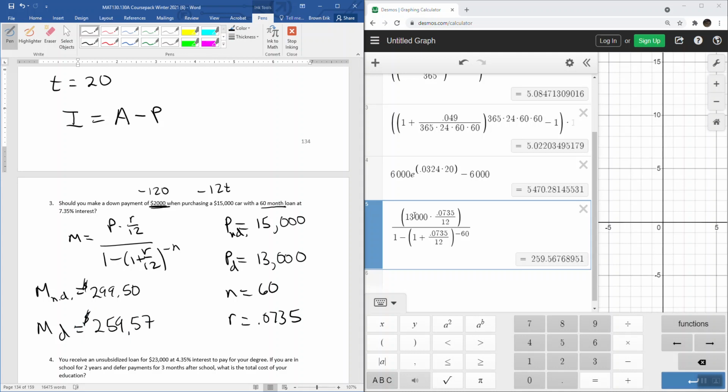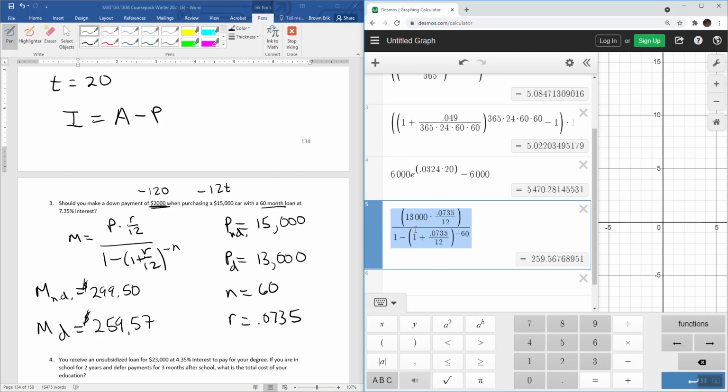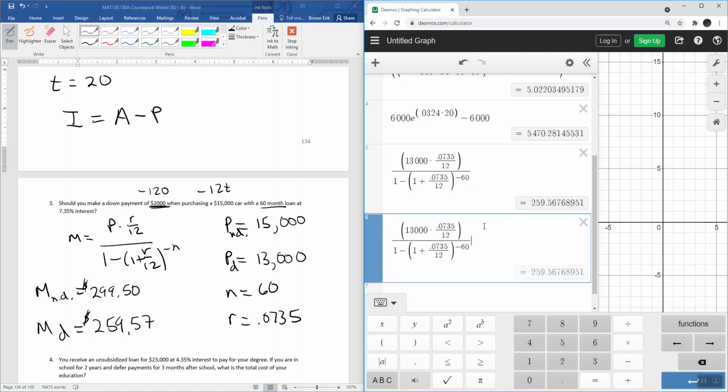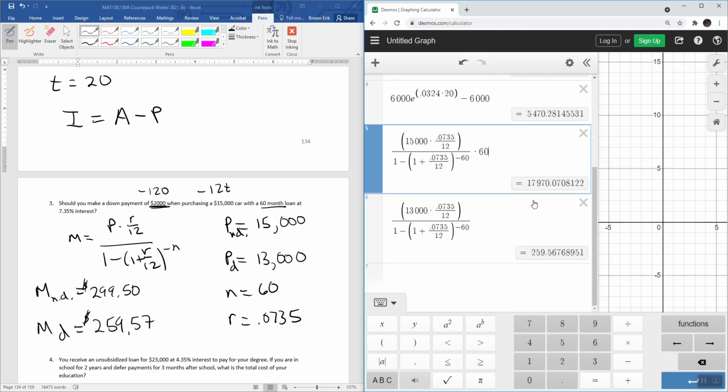The other thing we might want to do here is also compare the total cost. So let me copy this, Control-C, Control-V, and we'll make this 15,000. To calculate the total cost, we take the monthly payments and multiply by the number of payments, and that's how much we end up paying for this car. So with no down payment, we end up paying $17,970.